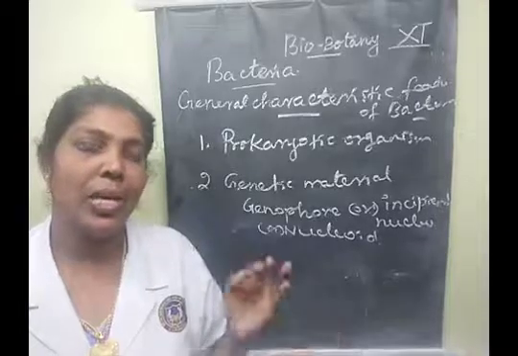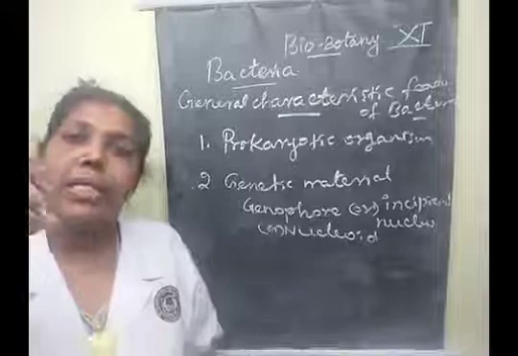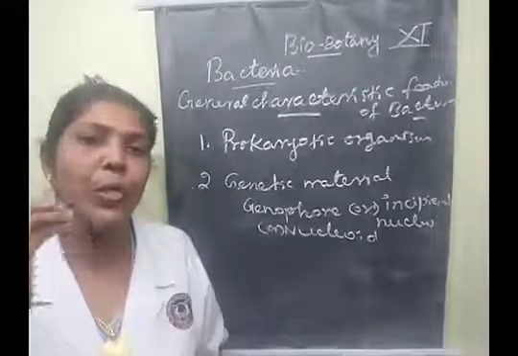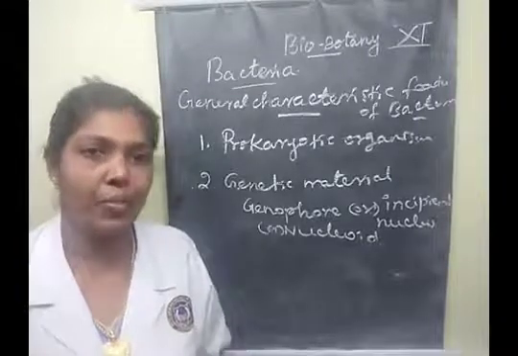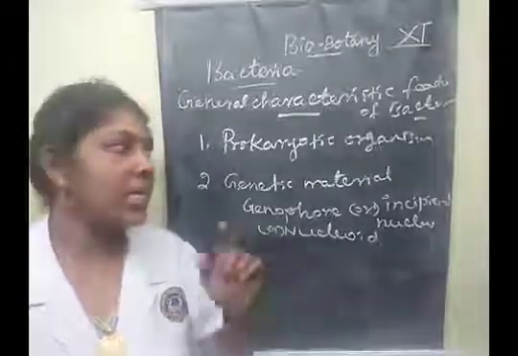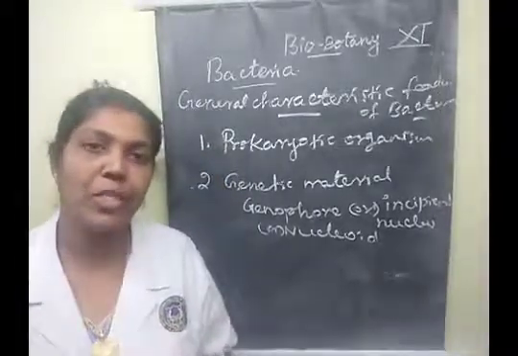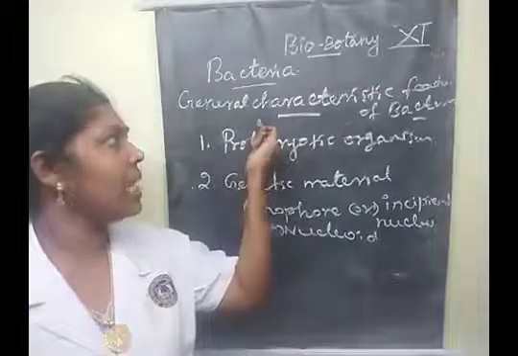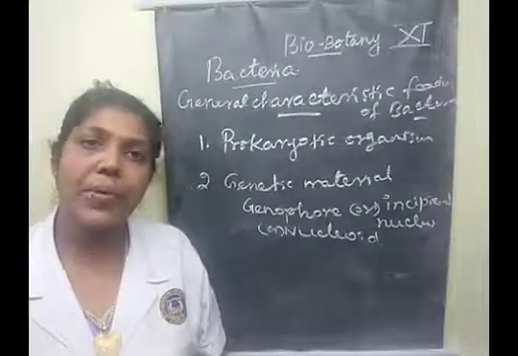The best example of this is the species Vibrio cholerae. Then some bacterial cells have bacteriochlorophyll, so they come under the autotrophic mode. Am I correct? Yes. The example species is Chromatium. Clear, children?